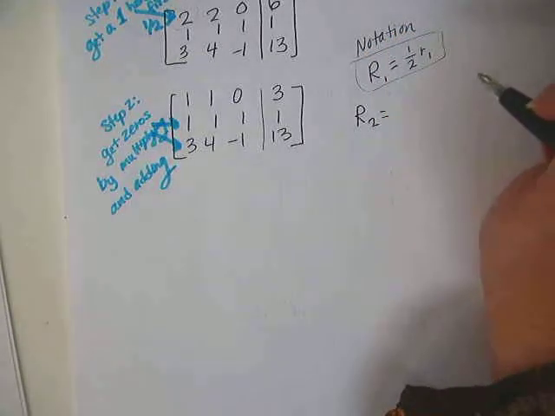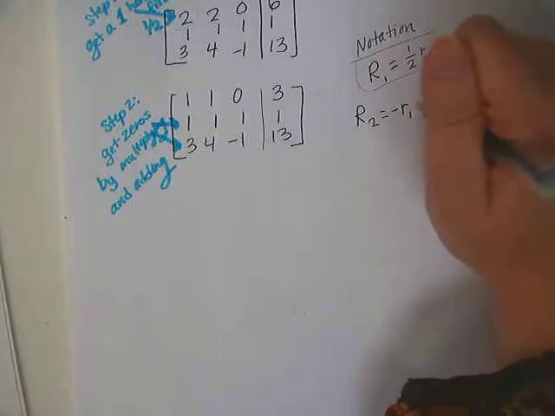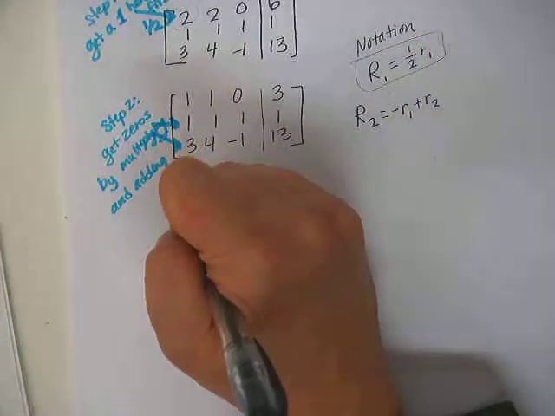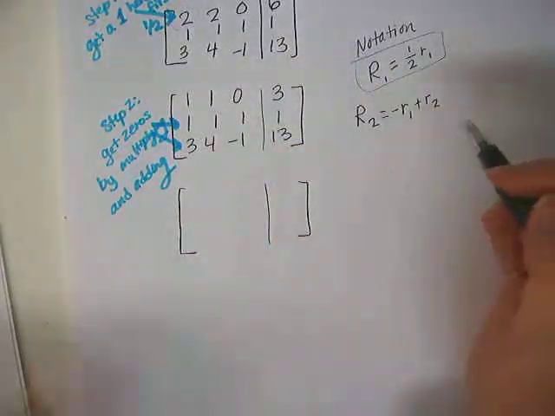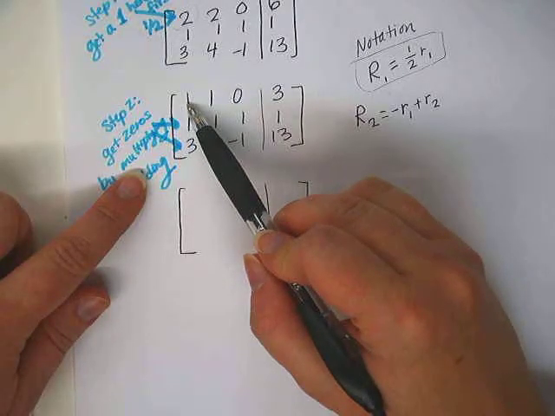Temporarily, I don't even have to write it down. I can just do it in my head. So I'm going to create a new row 2 by taking row 1, multiplying by a negative, and adding it to row 2. Maybe I will do 2 steps in one for this one. I think that would be easier.